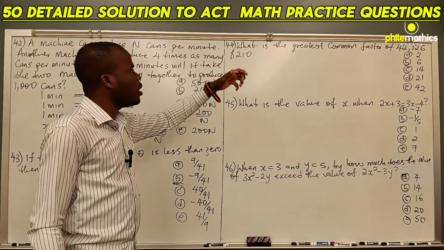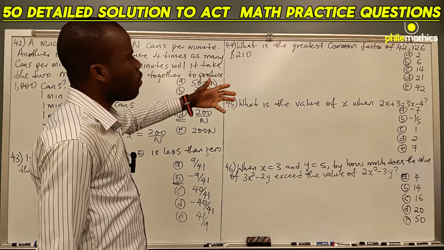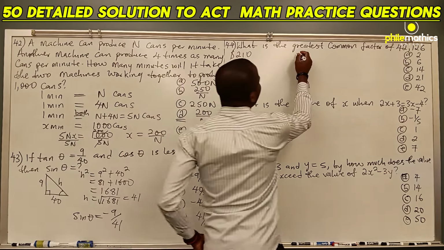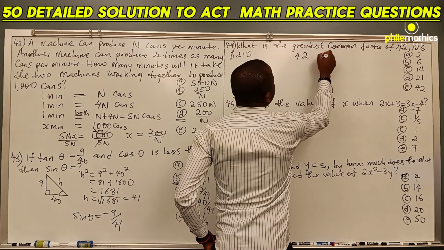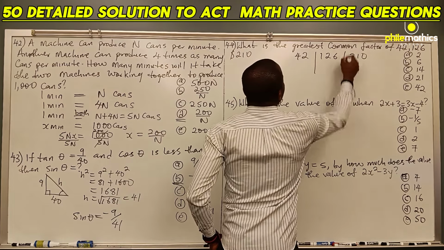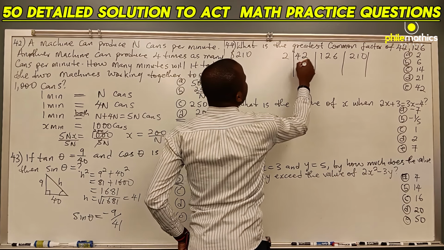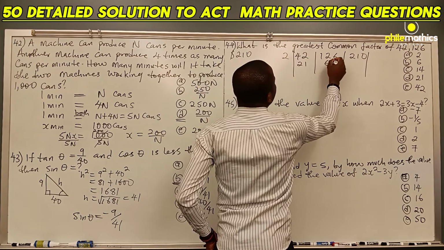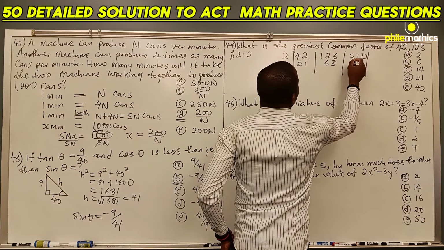44 says, what is the greatest common factor? That is the highest common factor of 42, 126, and 210. So we are going to divide them by a common factor. 2 can go. 2 here is 21. 2 here is 63. 2 here is 105.